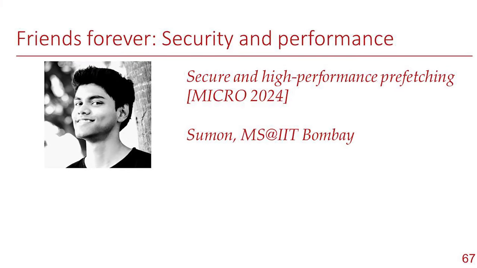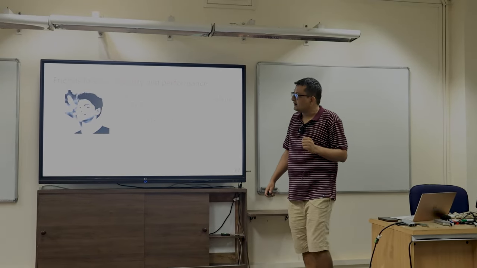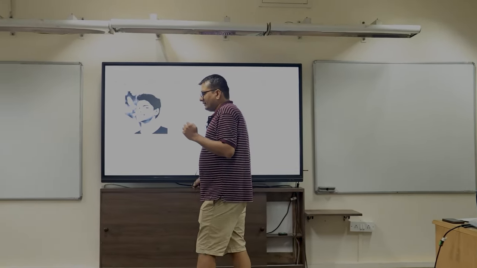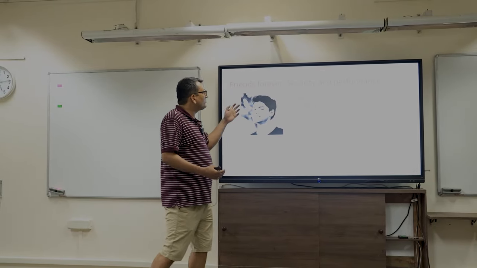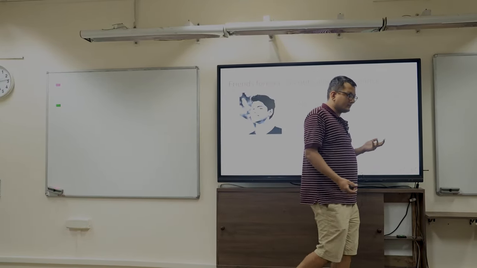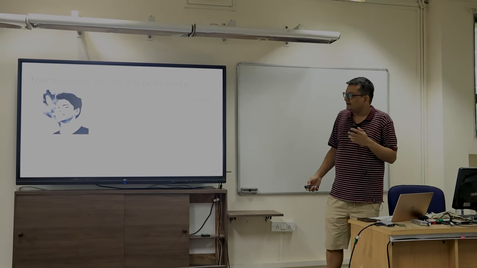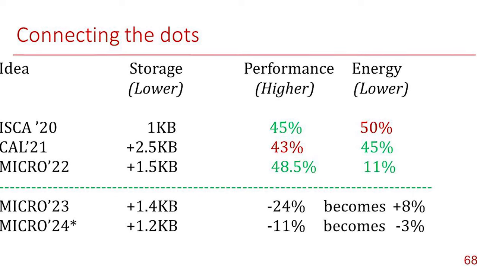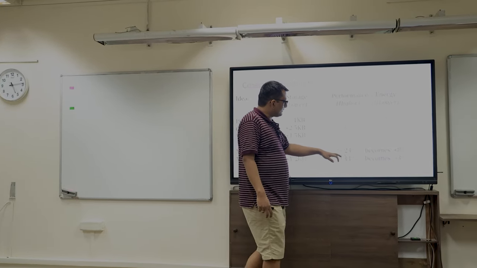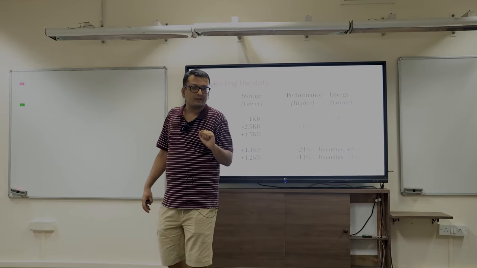Now, this is actually work under submission, work done by one MS student here at IITB. So he came up with ideas which can actually provide a jugalbandi between security and performance, okay? I can't disclose everything, but the highlight here is not the idea, but the trade-off. And finally, if you look at these numbers, the numbers still look bad. It's like an 11% drop becomes a 3% drop for security, right?